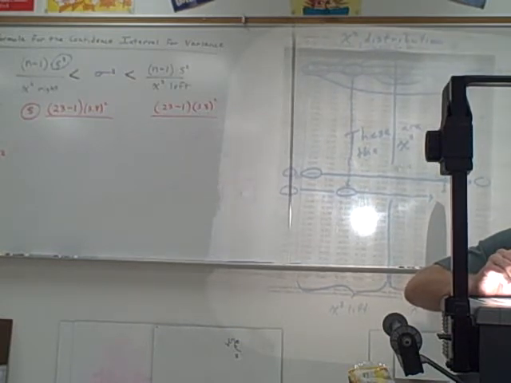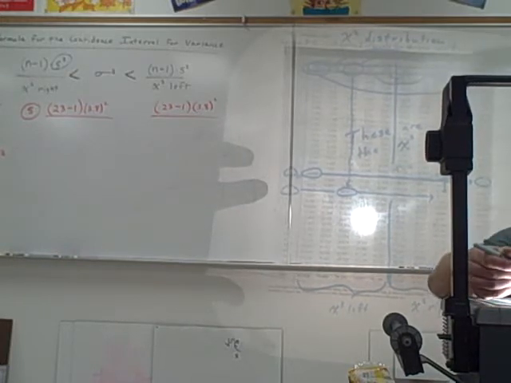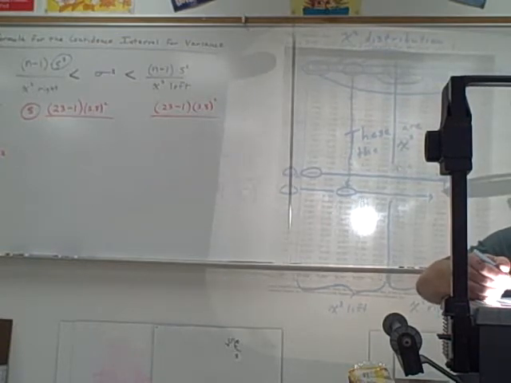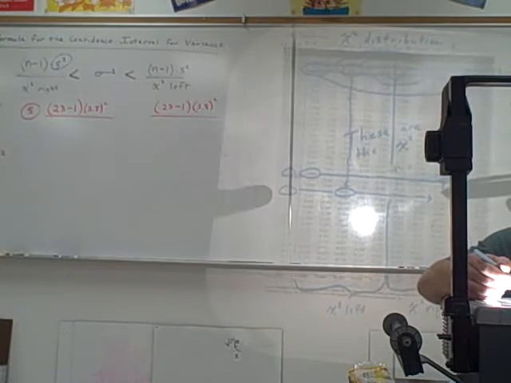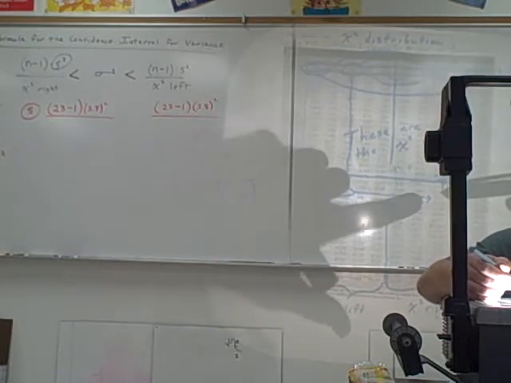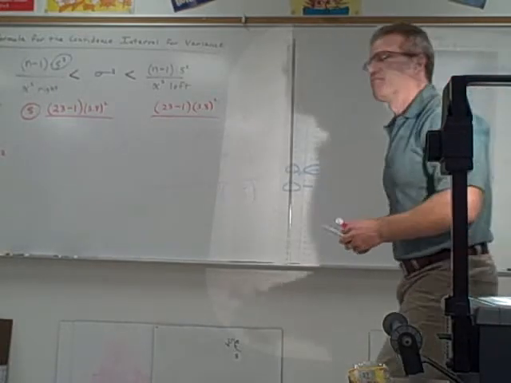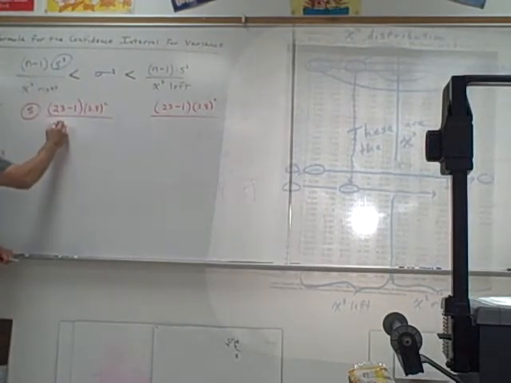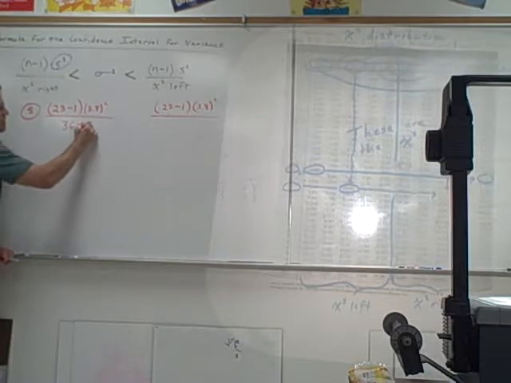Everyone see how I got that? Again, take your alpha divided by 2. That's going to give you your chi-squared right number at the top. Come down. On the left, you have degrees of freedom, which is n minus 1. So 23 minus 1 is 22. Come over. 36.781. Now be careful, because your chi-squared right actually goes on the left fraction. 36.78.